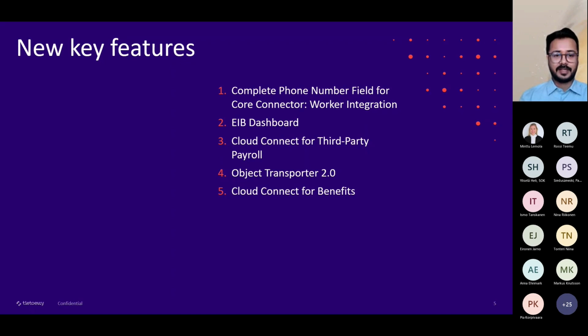I will start with the key features. We have a few key features in the integrations, and I have listed a few of them. We will start with the complete phone number field for core connector worker. Then we will dive into the EIP dashboard. We have a few updates in Cloud Connect for third-party payroll. Then we will also see Object Transporter 2.0. And then we have a few updates in Cloud Connect for benefits.